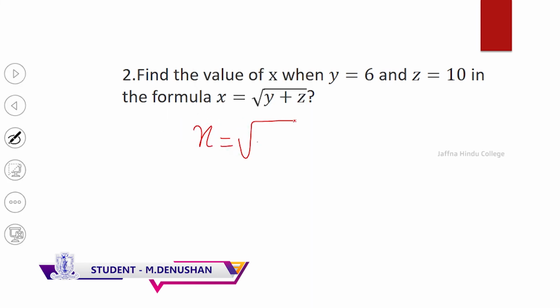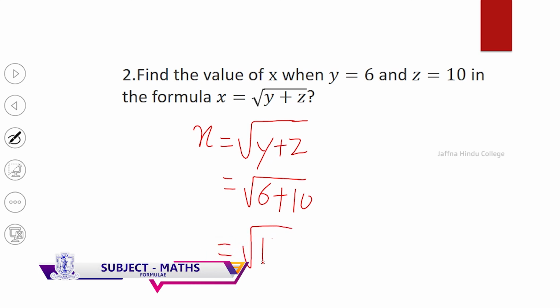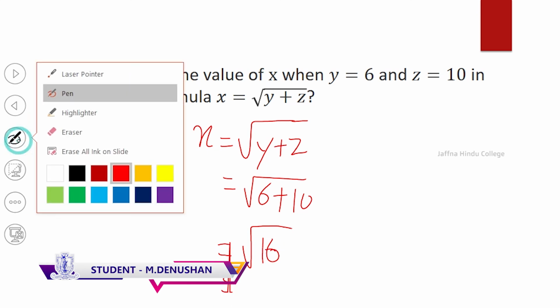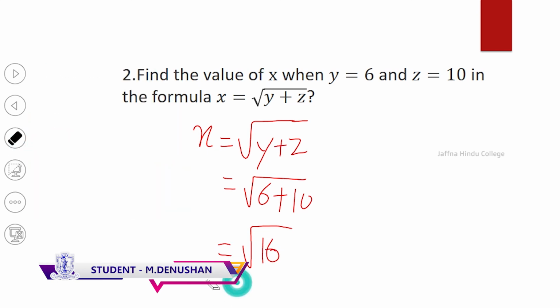x is equal to root of y plus z. We can substitute the given values directly. Y is equal to 6 and z is equal to 10. We have to add 6 and 10. We obtain 16. We have to simplify this, and finally the answer is x is equal to 4.